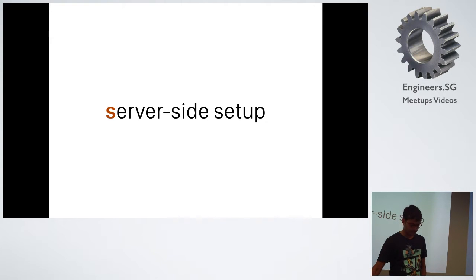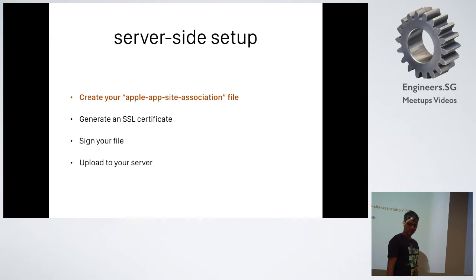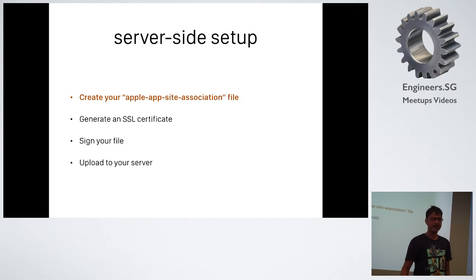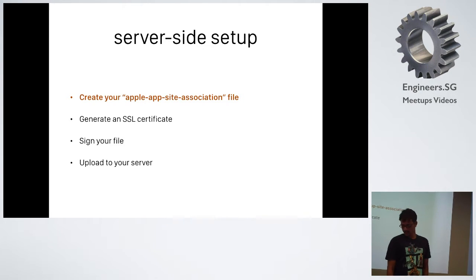You need to do something on the server side to make your app compatible with universal links. First of all, you are trying to hit a URL and you are redirecting that URL to your app if the app can handle that URL. So there is a file that you need to create, and the file name needs to exactly match this name, apple-app-site-association.